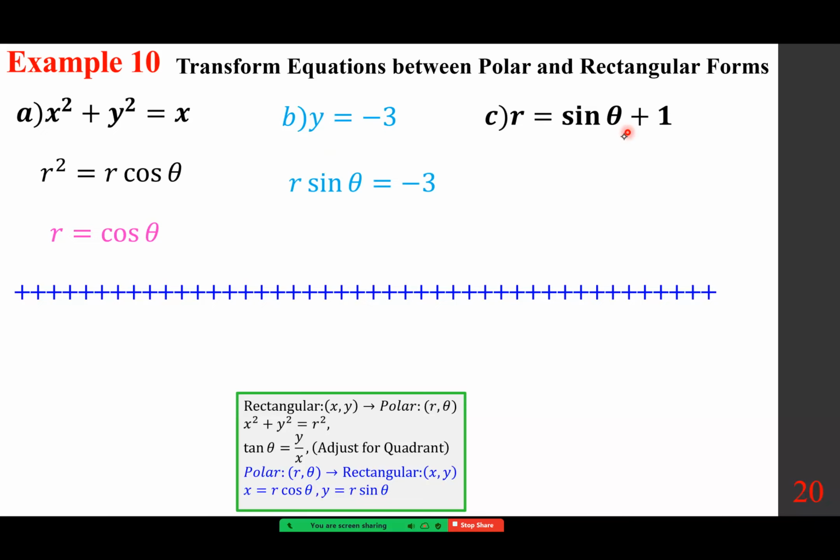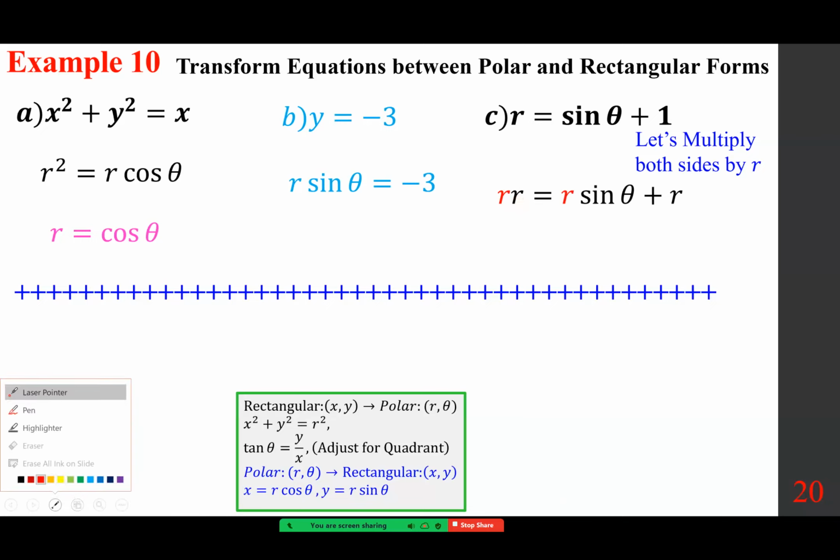The technique is to again multiply both sides by r. When we do that, this becomes r times r. This becomes r sine theta. This becomes r. And class, obviously by r times r, we mean r squared. So this, everybody knows it's r squared. And so therefore, we can use that.